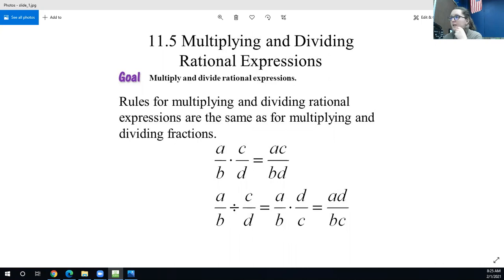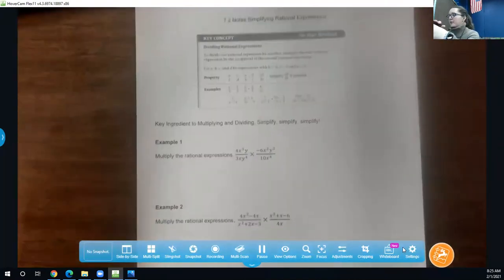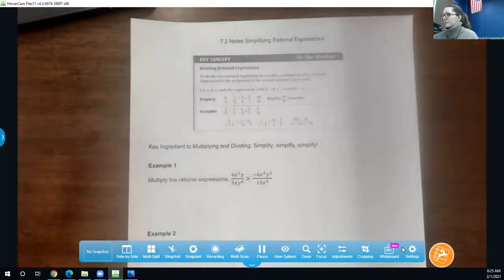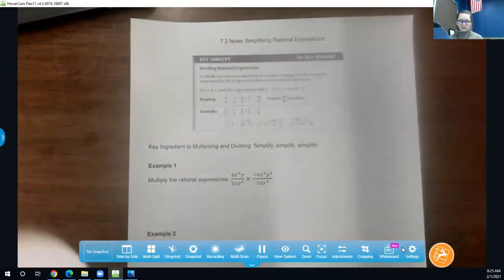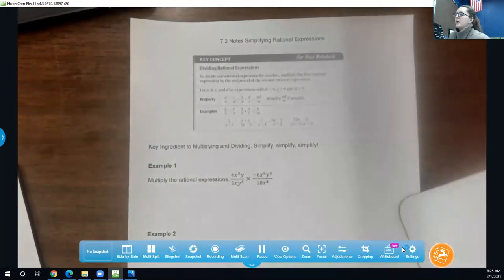So just like when you would multiply by fractions. All right, let's look at some examples. And again, our key ingredient here is factor, factor, factor, right? So that's always something that we want to think about first. Can I factor this? Can I cancel this? Can I simplify this? Any of those tips will help here.